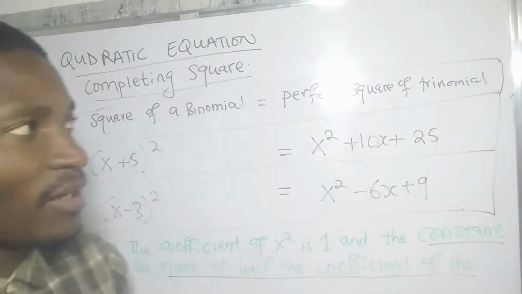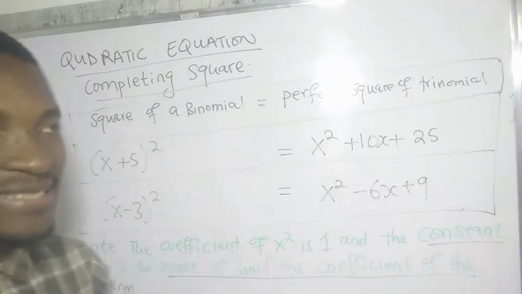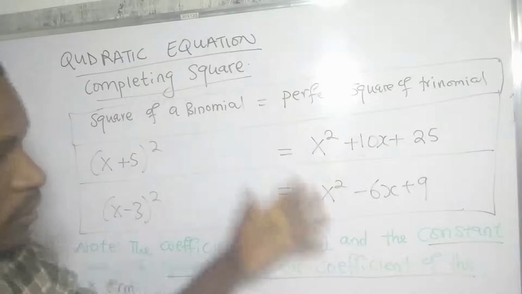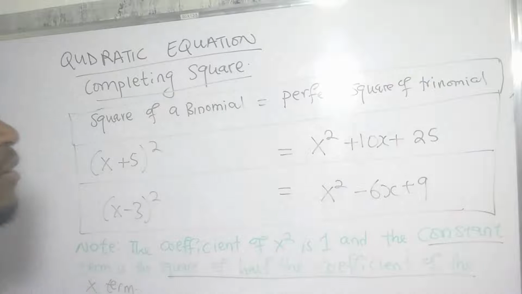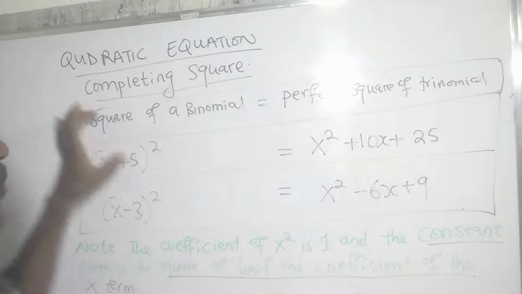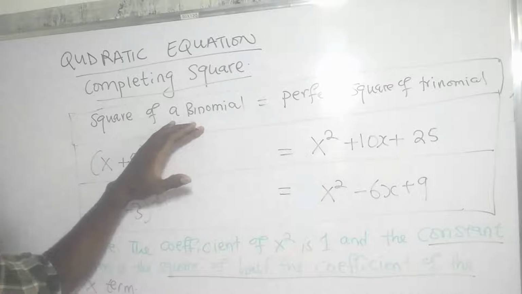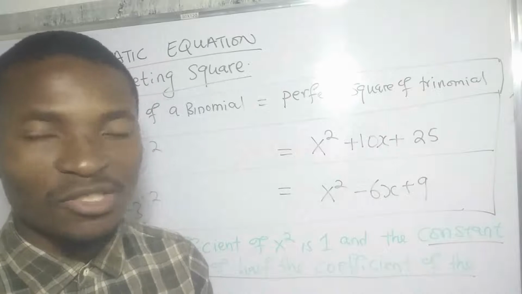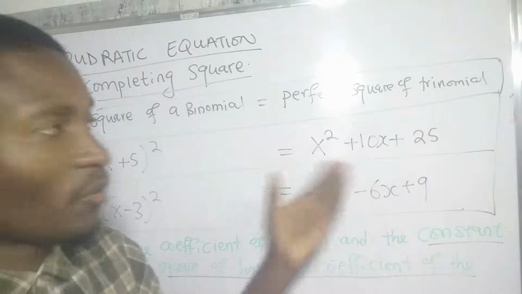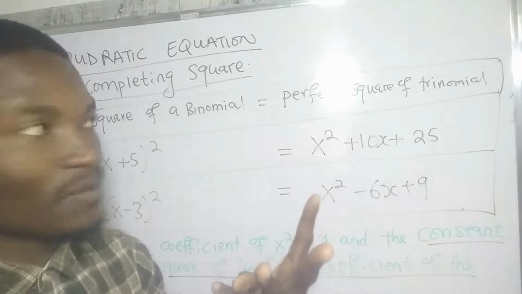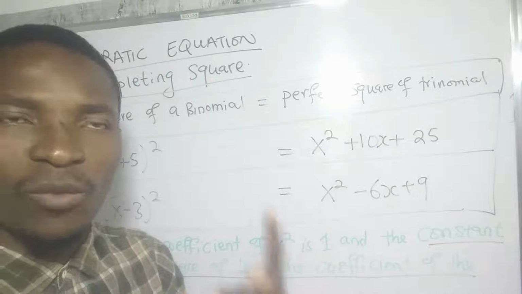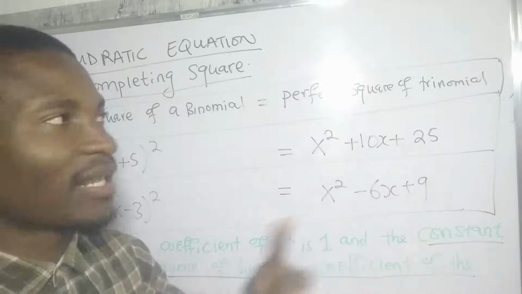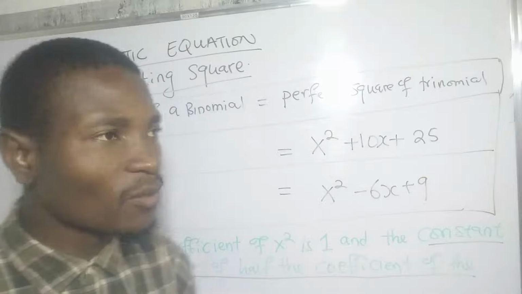Okay, so now what I have on the board is a table that is divided into two columns. So there is the square of a binomial, this part, and then the perfect square trinomial. Now trinomial simply means that when you look at this expression, I've got three terms. So trinomial simply means that we are looking at three things: 1, 2, 3. Okay, and that makes a trinomial.